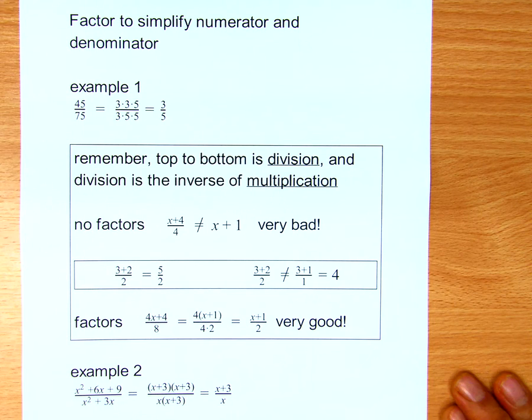In this video, I will discuss how to factor to simplify a numerator and a denominator of a fraction, the top and the bottom of a fraction. Top to bottom is the operation of division. And if I factor a number or a polynomial, I am creating multiplication. Multiplication cancels with division when the numbers match.